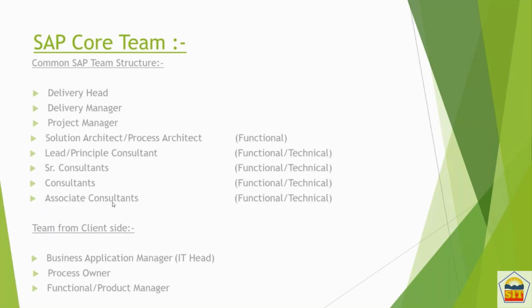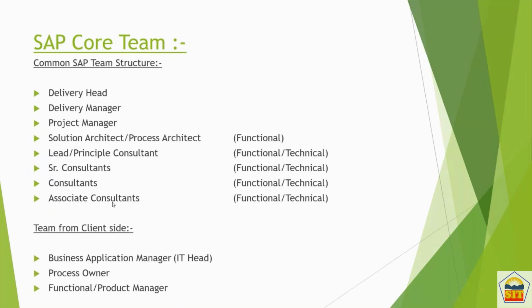So what should be the team composition for an SAP project? If I talk about the IT side, we call it a core team. Core team means it's a mix of both IT and business. So from the IT side, we'll have the delivery head, and under the delivery head we'll have the delivery manager. Then we have the project manager. Then we will have the solution or process architect. So this solution architect could be a functional consultant.